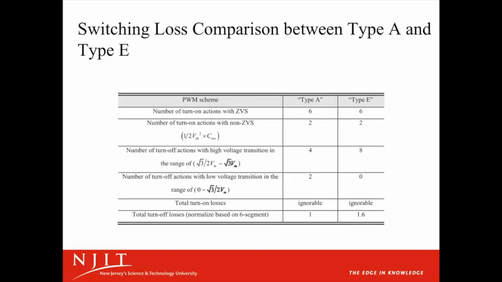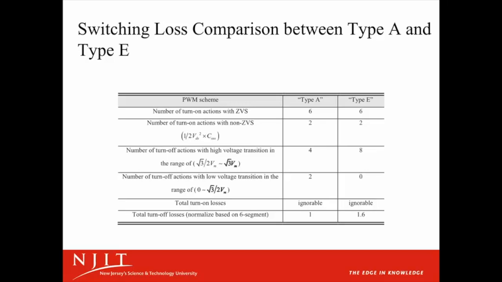But on this one, for the number of turn-on actions with high voltage transitions, type A only had 4 and type E had 8. This is when the losses are actually coming in, because when the switch happens while the voltage is high and the current is high, that's power right there that is being lost.